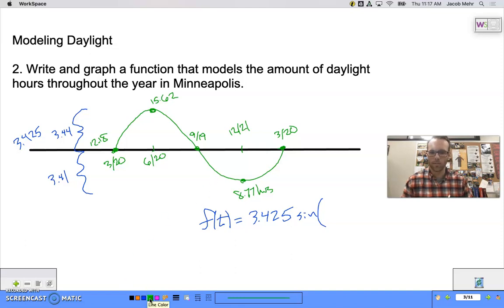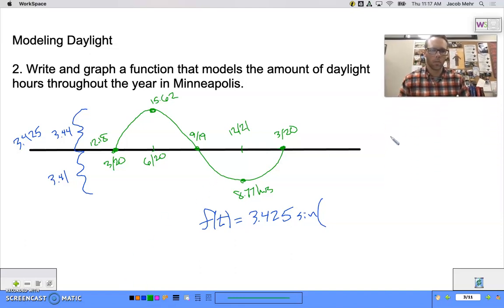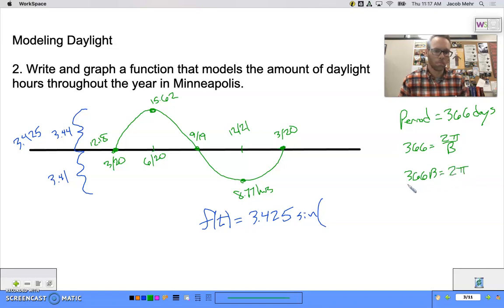So our period, get me out of the way. Our period, now this is 2020, so our period is 366 days. So we're going to set 366 equal to 2 pi over b. So that's pi over, what is that, 183. There we go.